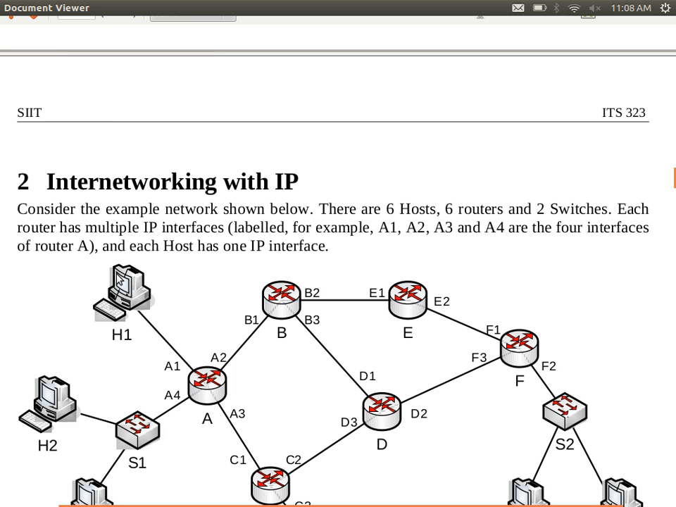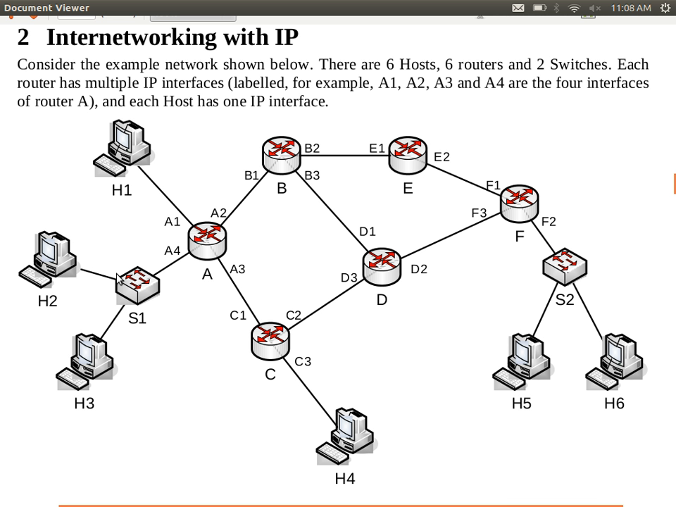We want to go through a more complex case which uses the IP addresses to create some routing tables. So at the end of today we want to come up with some routing tables. Here's an internet. There are 6 hosts labelled H1 through to H6, and there are routers A, B, C, D, E, F, and there are some subnets.